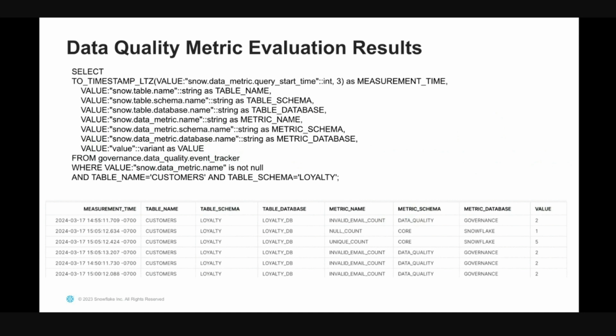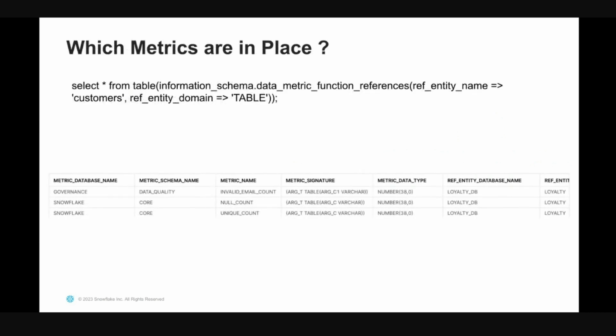Now, those of you who are using Snowflake, just pay attention to the from clause. There is a governance database name, and a data quality schema, and an event tracker. So this is a custom event table that we have at the moment. When this feature goes into public preview, this table will be available for you, and you don't have to create these tables.